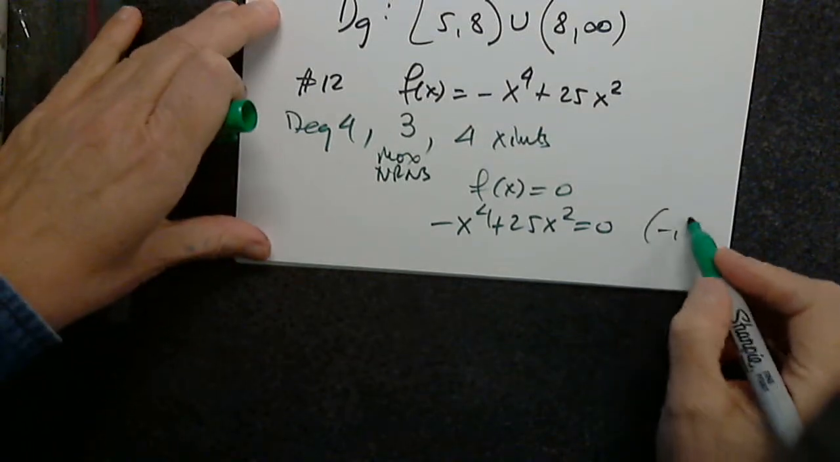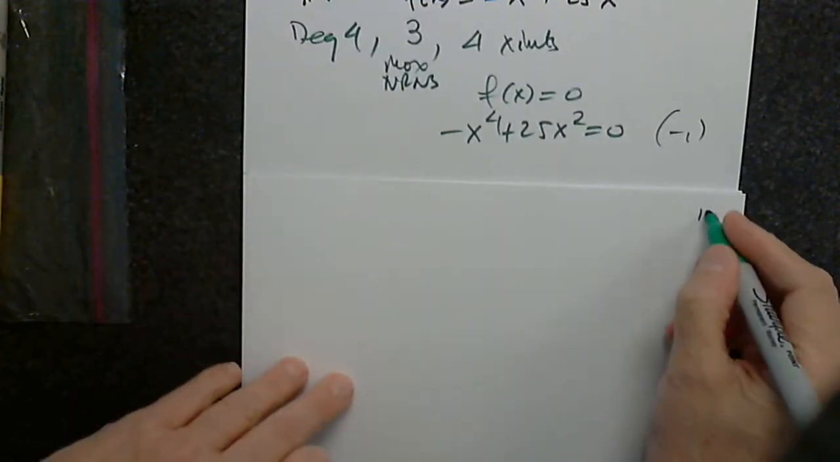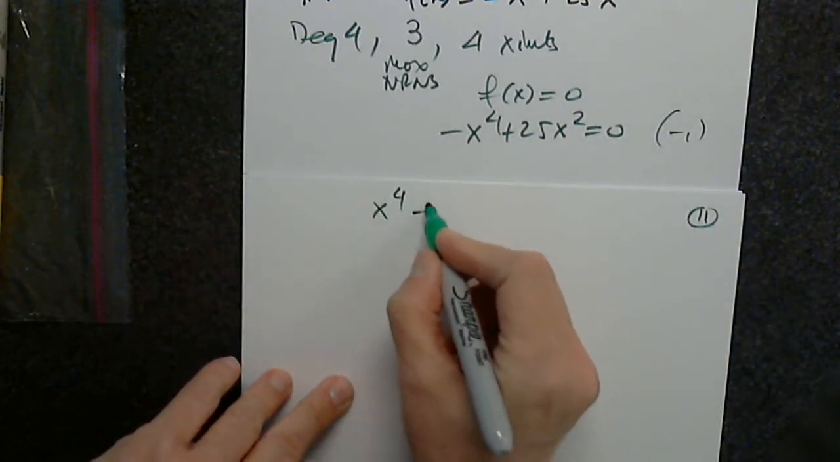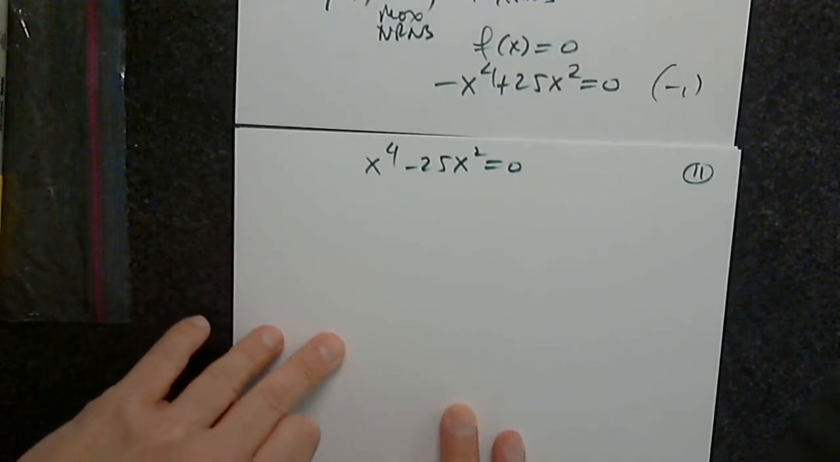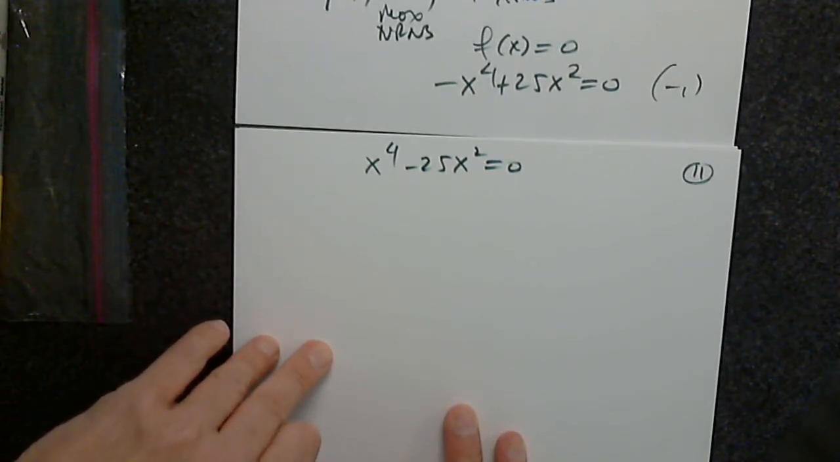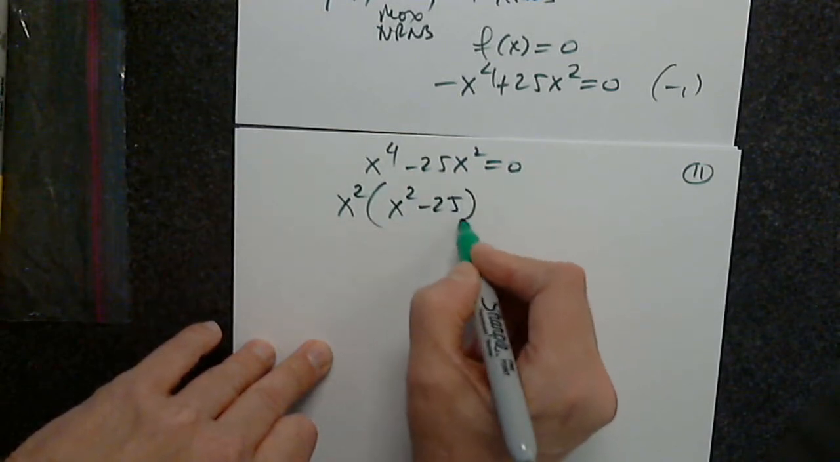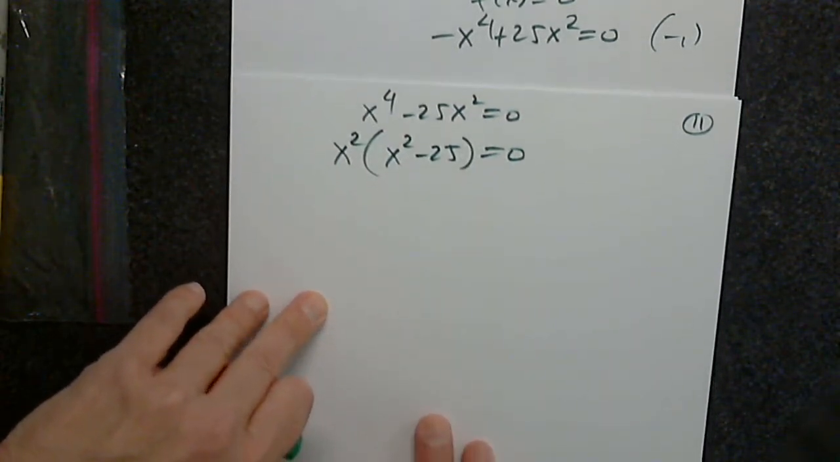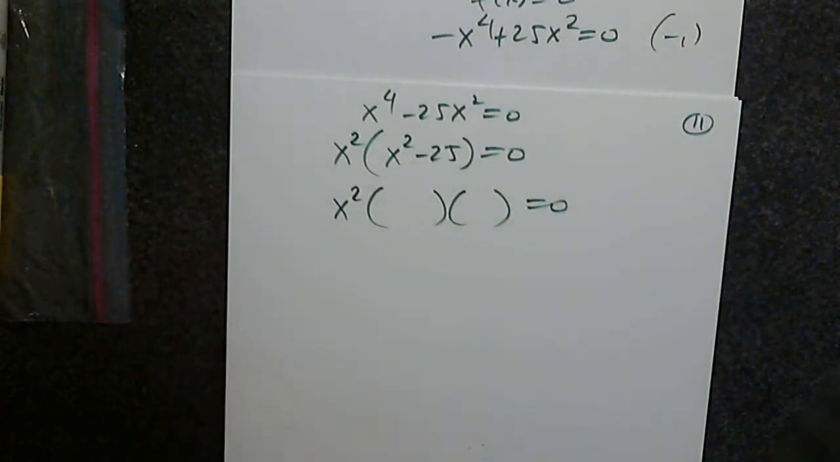So multiply both sides by negative 1. So x to the 4th minus 25x squared equals 0. And then I have to factor, yes, of course, x squared minus 25. And I have to continue. Very good.